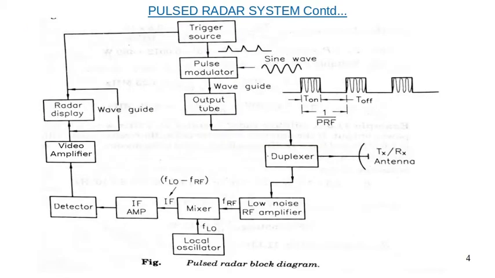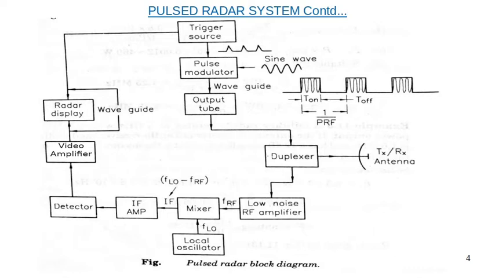Let's now consider the block diagram for the pulsed radar system. As we said earlier, in pulsed radar system, a pulse waveform is transmitted. So when we consider this block diagram, it has the provision to generate the pulse waveform. By using the trigger source, pulse modulator and output tube, this pulse waveform is given to the duplexer side. Then duplexer will forward that to antenna, and from that it is transmitted.